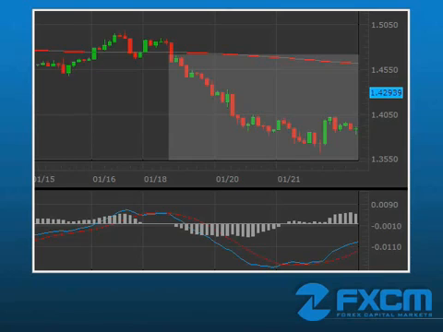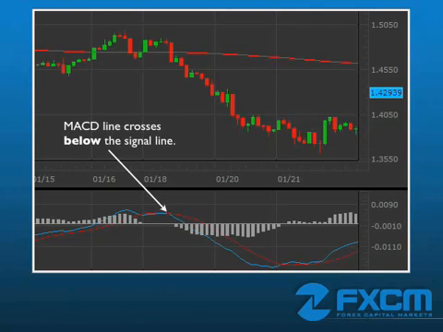You can see here that the price action is currently below the 200-period simple moving average, so we know the pound dollar is currently in a downtrend, so we want to look for selling opportunities. Okay, here's the perfect example of where the MACD line crosses below the signal line, giving us a signal to sell. Let's go ahead and enter here at a price of roughly 1.4650.